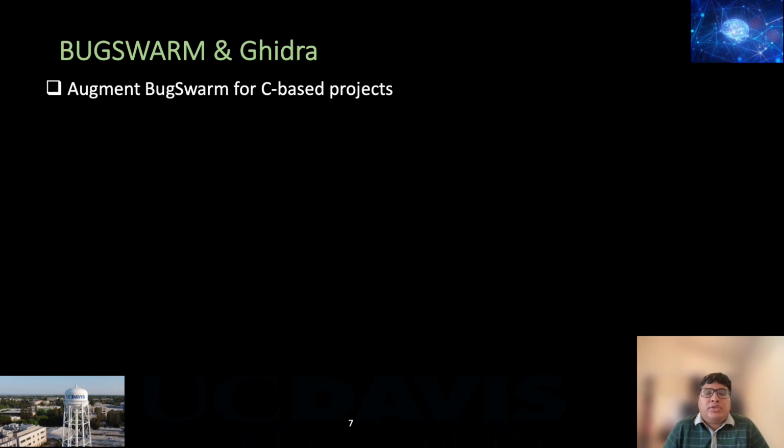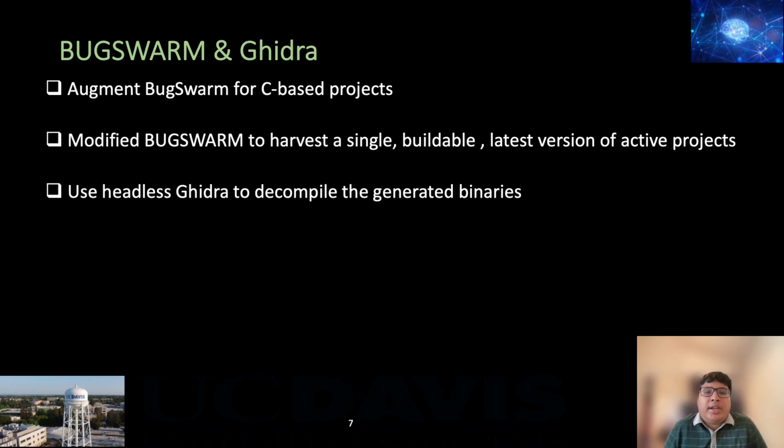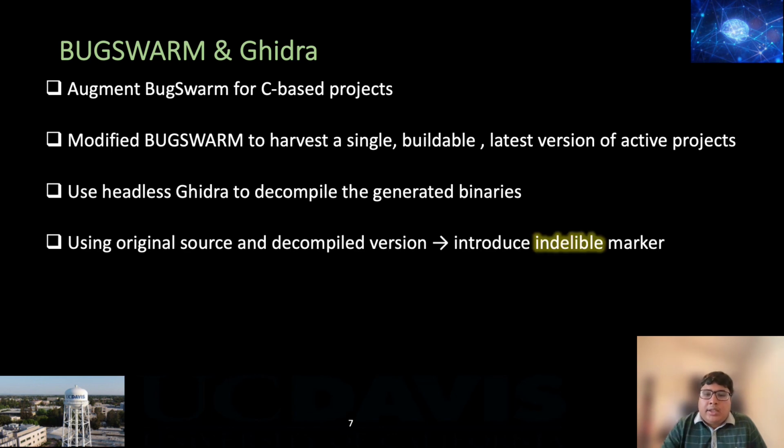We augment Bugswarm for C-based projects. The original Bugswarm implementation did not handle C. As I already mentioned, we modified Bugswarm to produce one single build rather than the pair of builds. After that, we use headless Ghidra to generate the decompiled version of the code from the generated binaries. Now we have two versions of the code, the original source code and the decompiled version. So we can compare both versions and see which functions are inline and which are not.